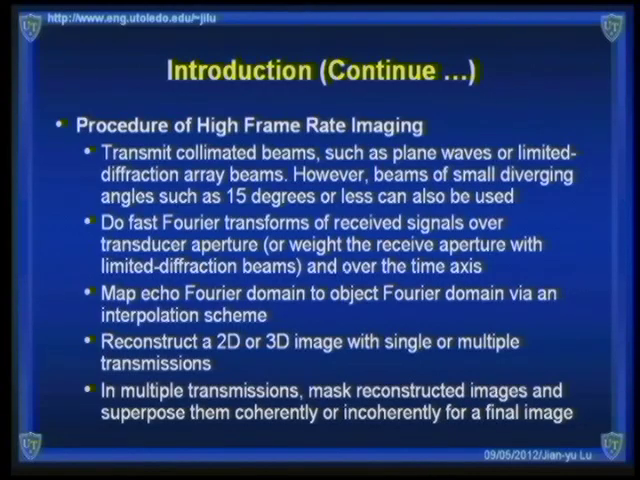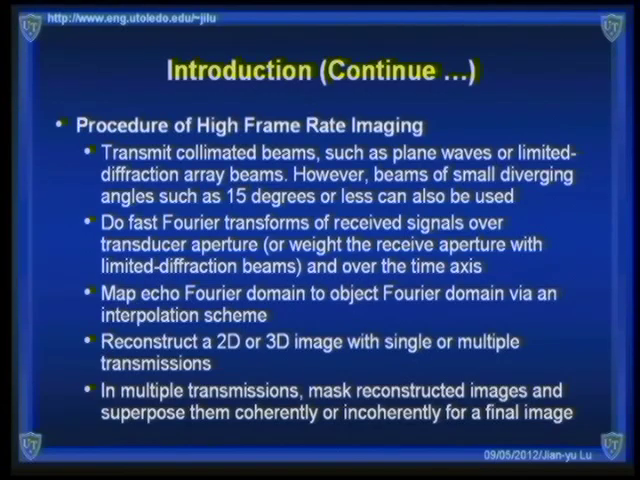The procedure of this imaging: first we transmit collimated beams, such as a plane wave, or you can use limited diffraction array beams. However, beams of small diverging angle, say 15 degrees, which is quite big already, or less, can also be used quite satisfactorily with the same image reconstruction algorithm. Just increasing the beam divergence from 0 degrees for plane waves to around 15 degrees, the image still looks good.